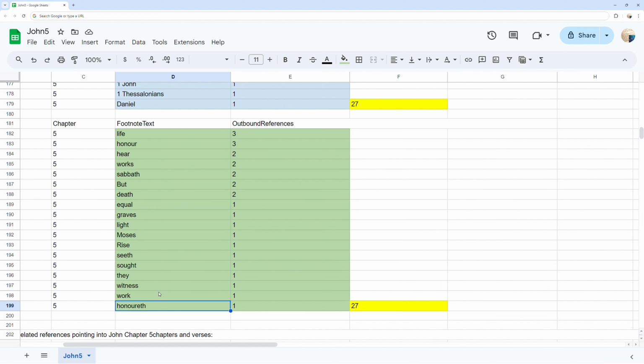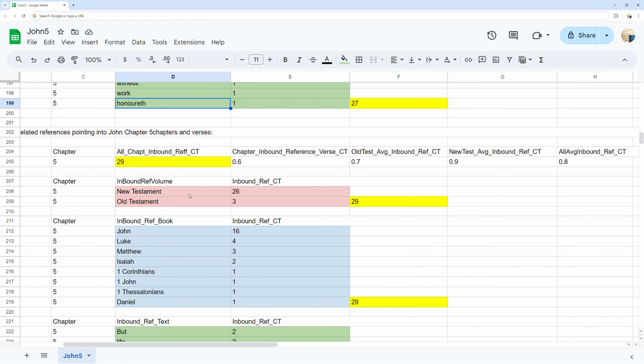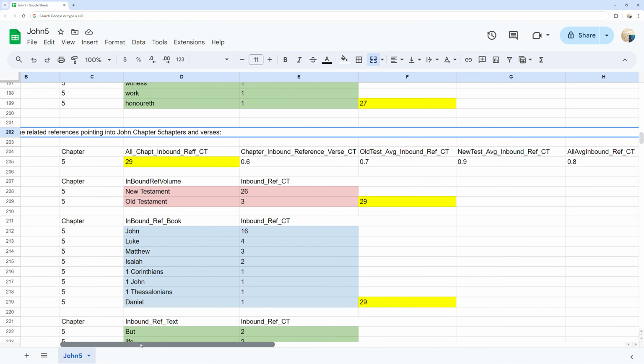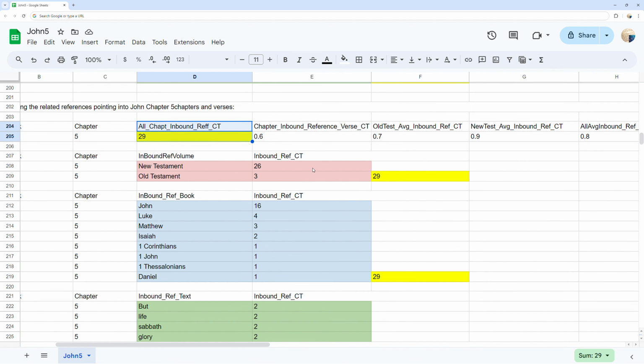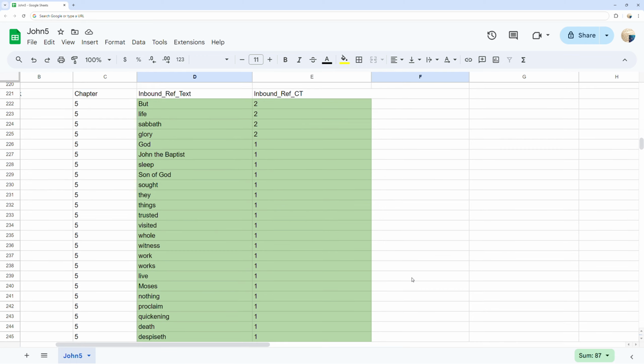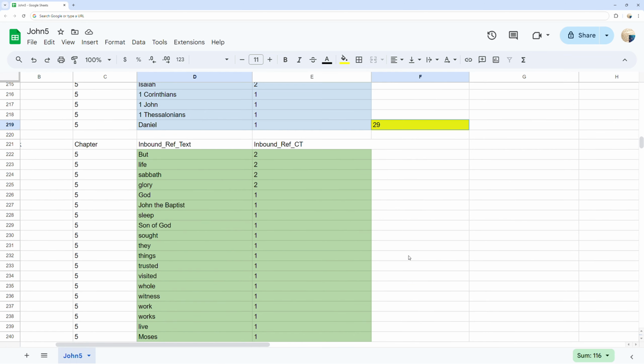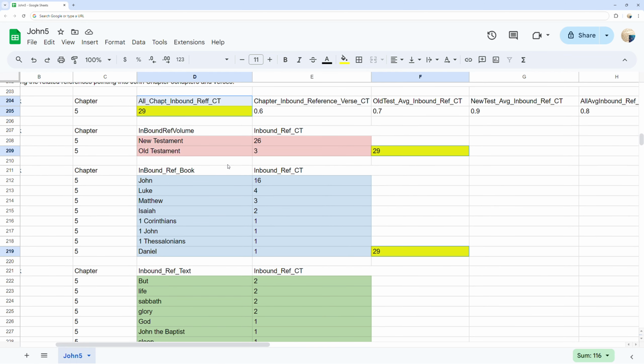Verse counts and the words incurring the related references pointing into John chapter 5 verses. You can see in yellow the total inbound related references pointing into John chapter 5 at 29 references, as well as the counts per each verse in John chapter 5 and the average inbound reference per verse at 0.6 per verse, and the per verse rates for the Old Testament, New Testament, and both to the right for comparison.